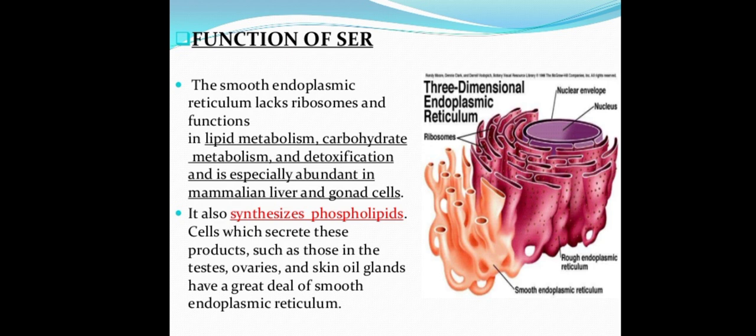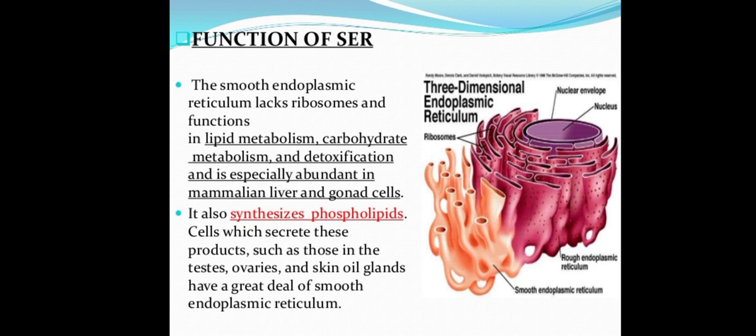The next one is detoxification. Detoxification refers to the reduction of the toxic properties of chemicals such as drugs and pollutants. Detoxification occurs in the endoplasmic reticulum of liver cells. Metabolic waste products such as fatty acids and steroids are also detoxified by the smooth endoplasmic reticulum.